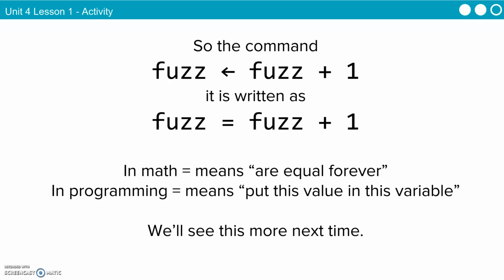So the command fuzz is written as, here, where we say fuzz evaluates to fuzz plus 1. In math, that would mean that fuzz has to be equal to itself plus 1, which never can happen. But in programming, it just means make fuzz equal to whatever fuzz was already equal to plus 1. So good luck with that, and let's get some practice doing some coding in the next lesson.